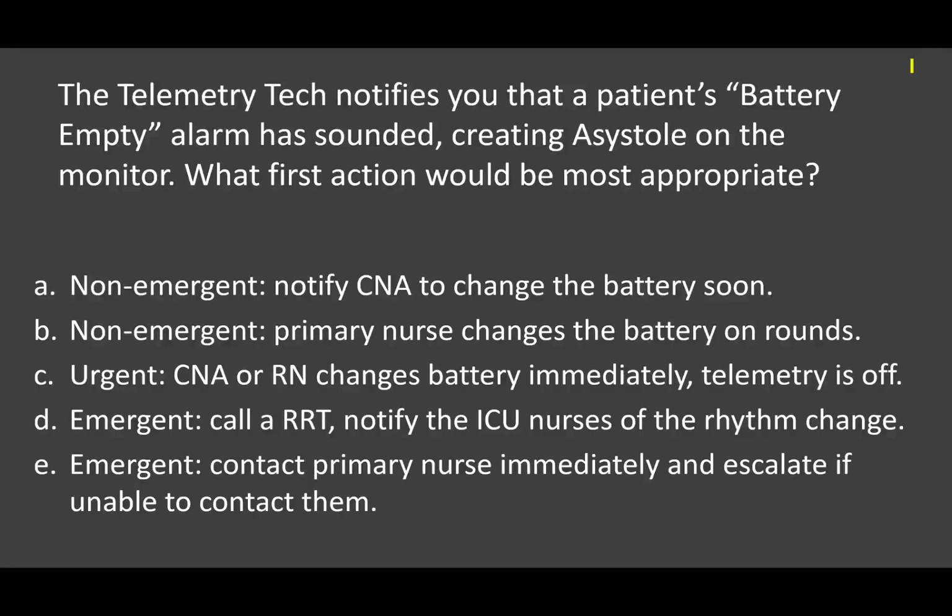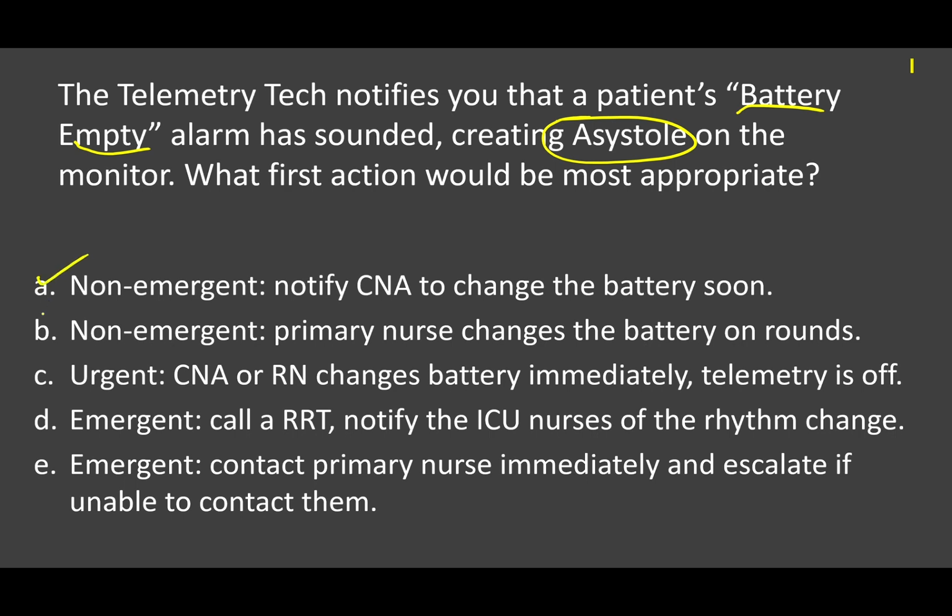The telemetry tech notifies you that your patient's battery empty alarm has sounded, creating asystole on the monitor. What first action would be most appropriate? And so you have to decide, is that monitor tech really does not know what your patient's heart rhythm is doing now? Is this a case where it's non-emergent and there's no reason to hurry? Is it urgent, where someone needs to get in there and change it as quickly as possible? Or is it emergent, where you need to call an RRT or something at that level?